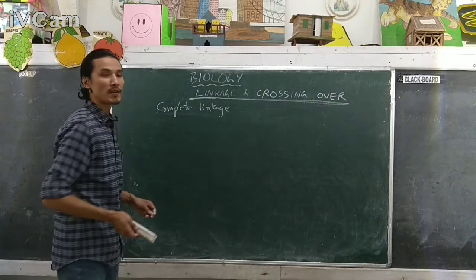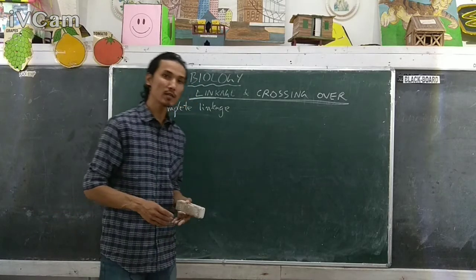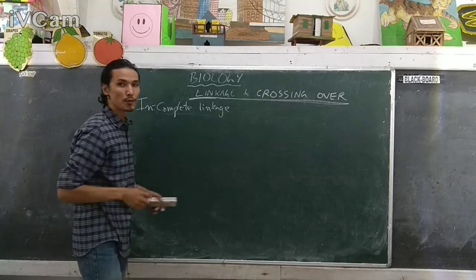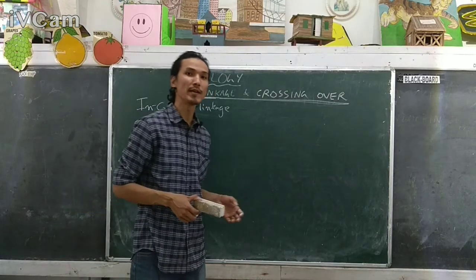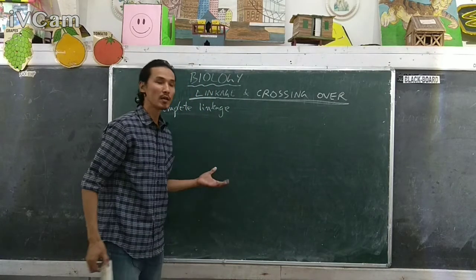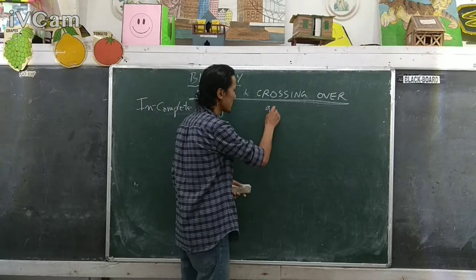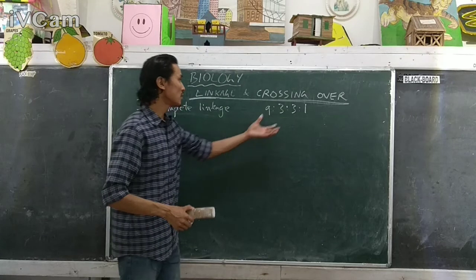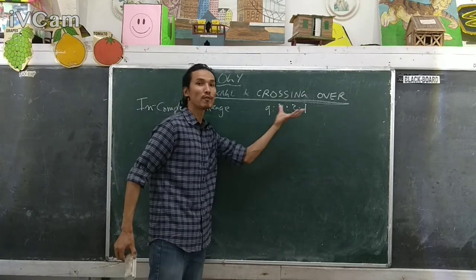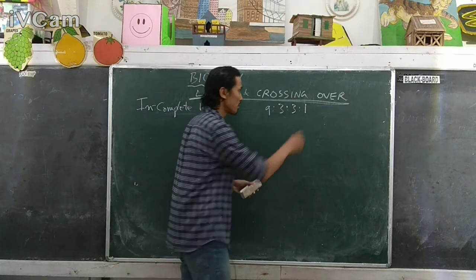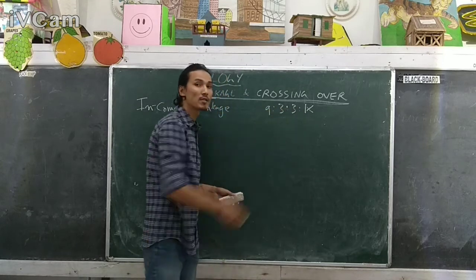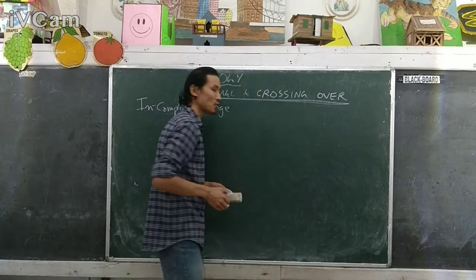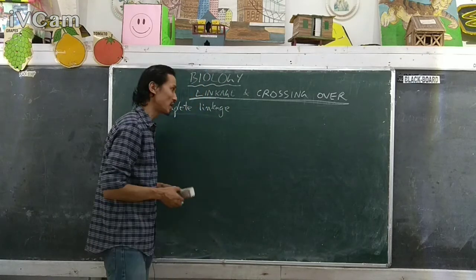Now the next type of linkage is incomplete linkage. In incomplete linkage, you will get slight deviations from the law of independent assortment. You will generally not get the 9:3:1 ratio. This is the normal ratio that you're supposed to get when you're following the law of independent assortment. But in incomplete linkage, we do not get this ratio. There will be slight variations. So let's do a simple example in sweet pea.